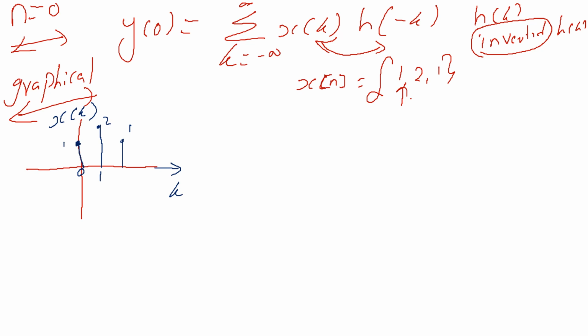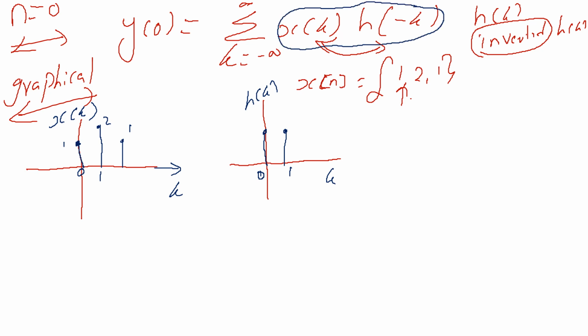Now let us draw h of k. What is h of k? 1, 1 അല്ലേ? അപ്പോൾ I am going to use some other color. Right? ഇത് 0, ഇത് 1. ഇത് h of k, ഇത് k. പക്ഷേ ഇവിടെ പ്രോഡക്റ്റ് നോക്ക്, x of k into h of minus k ആണ്. So I have to perform an inversion operation of this one.